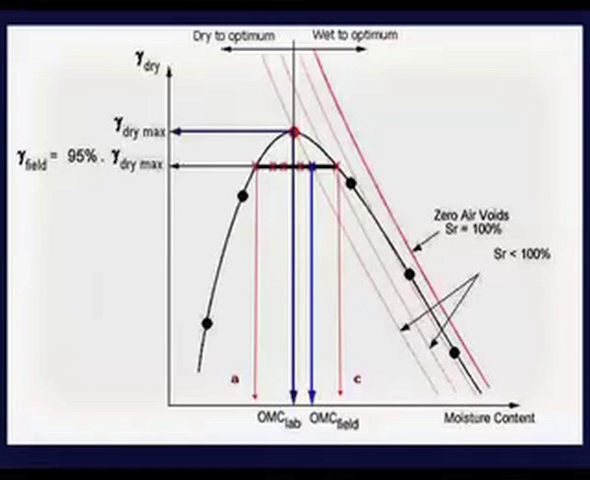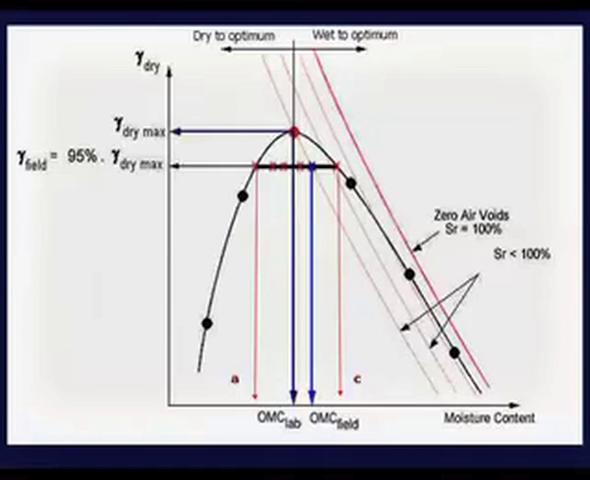70, like that. And if you look at point A and point B, this water content is on the dry side of optimum and this water content is on the wet side of optimum. So, gamma field, which is nothing but 95% of gamma dry max, comes out here. That means we have two ranges of water content. One is on the dry side of optimum, the other is on the wet side of optimum, with the same density.